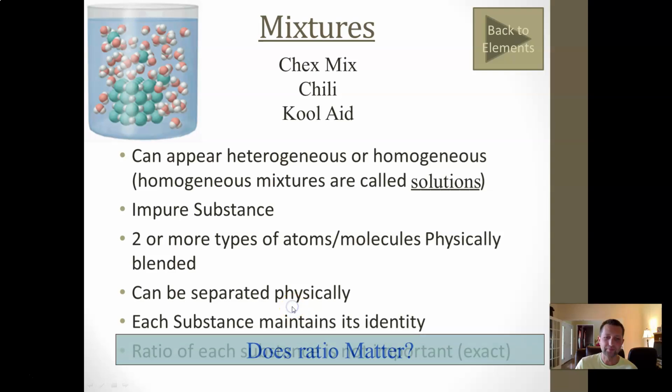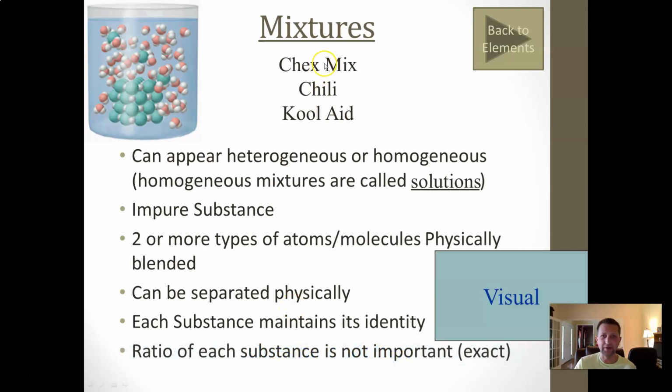Mixtures, though, there's no definite ratio. Like, you might get a bag of Chex Mix that has more of one piece than the other. The next bag might have a different amount. There's no definite ratio there, and it's really not important. You can make Kool-Aid with 1 scoop of Kool-Aid mix and a bunch of water, or if you're into Kool-Aid and you need that to be really strong, you put 5 scoops in, or whatever it is. It's still Kool-Aid, right? But the ratio isn't a definite ratio.